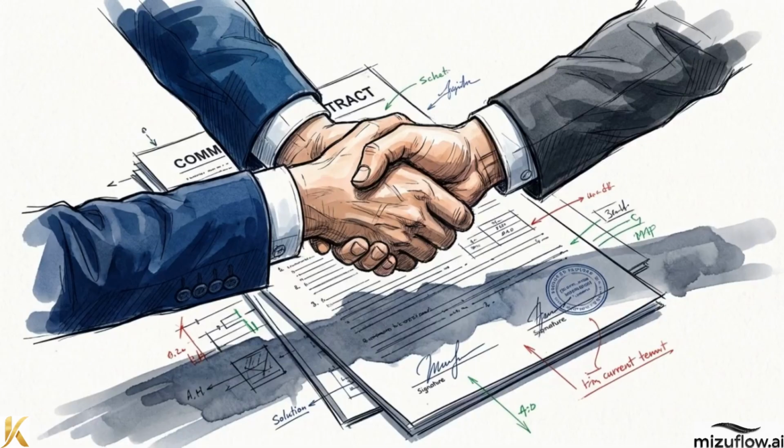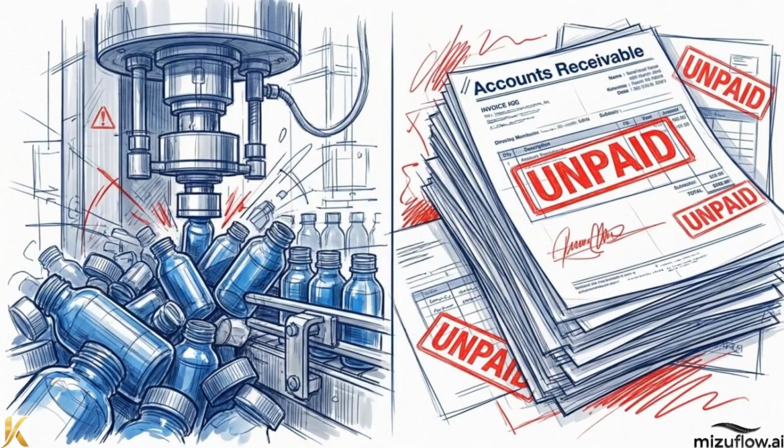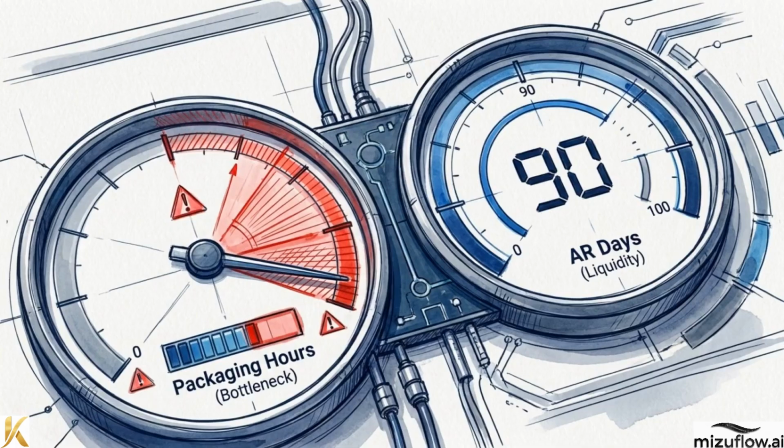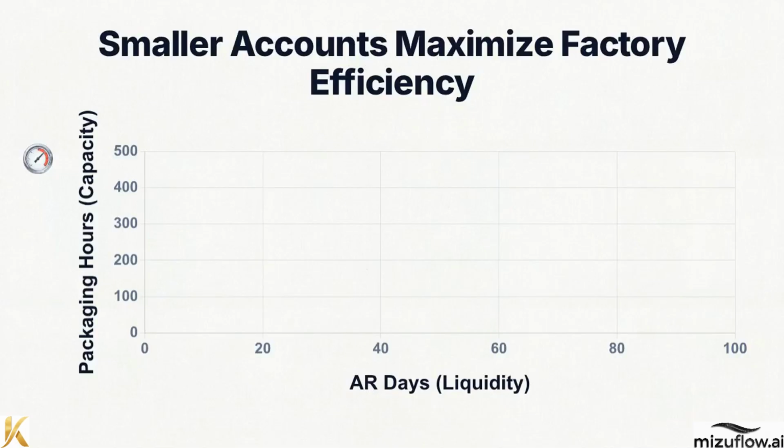In contract manufacturing, landing massive strategic accounts is rarely an uncomplicated victory. Determining true customer profitability requires analyzing how intensely a specific account drains your physical machinery and your corporate liquidity. We analyze this by tracking two critical constraints: bottleneck usage, measured in packaging hours, and liquidity impact, measured in accounts receivable, or AR days. This scatterplot maps EBITDA per bottleneck hour. The x-axis tracks liquidity through AR days, and the y-axis tracks capacity through packaging hours.